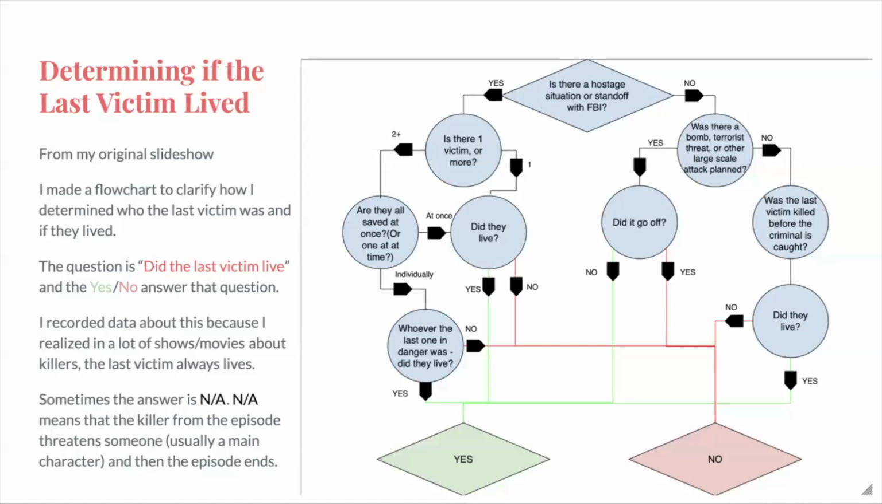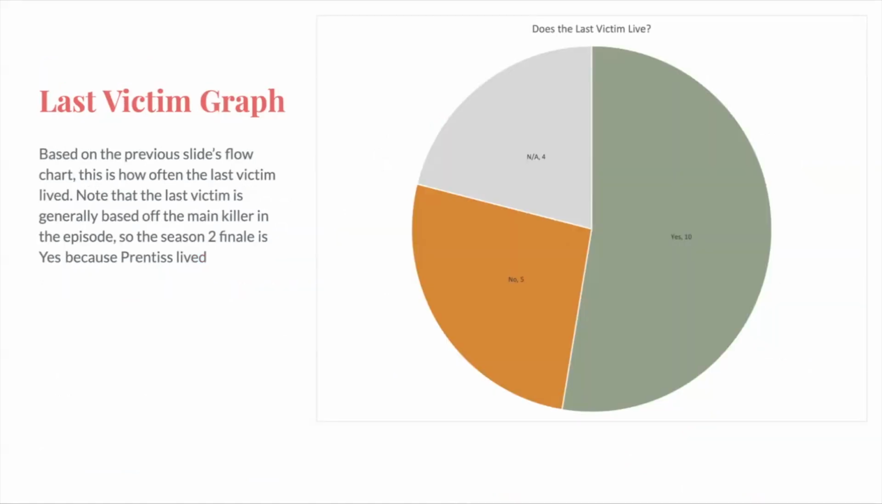I'm not going to read this whole thing, but there were basically 3 options: yes, no, and NA. NA stands for not applicable, and it just means that it was a cliffhanger. But I only put that if it ends with a main character getting abducted. I only recorded NA if the person abducting that character is the main killer from that episode, not just some random dude. In these seasons, only 10 episodes did the last victim live, in 5 they didn't, and 4 were cliffhangers. Also, as I said, NA is only if the criminal is the main killer of that episode.